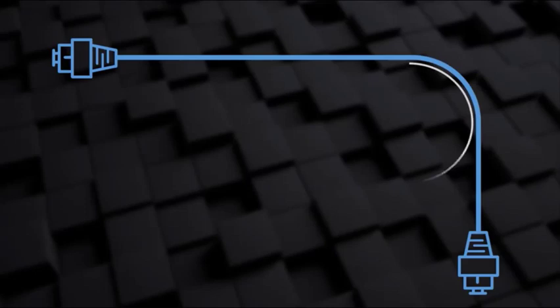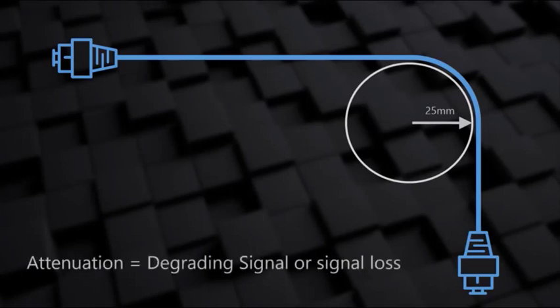The fiber cable has a maximum bend radius. The bend radius is how tightly the cable can be coiled up before attenuation occurs. Attenuation is where the signal is degraded or lost. This does not necessarily mean that the cable won't work, but it won't work well. The manufacturer of the cable should be able to tell you what an acceptable bend radius is.